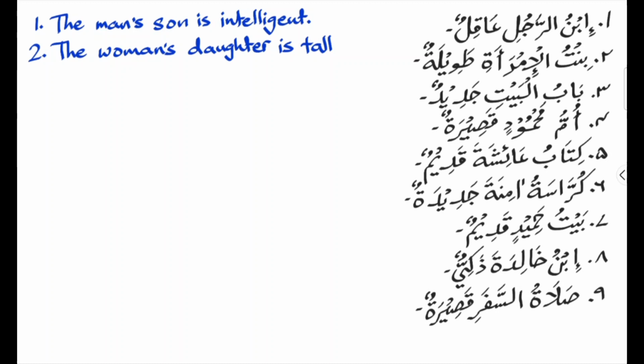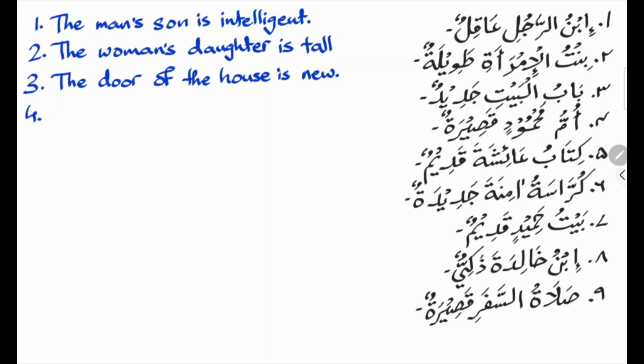Number 3 is Babul bayti jadidun. Babul bayt, bab is mudaf, al bayt is mudaf ilayh. Both mudaf and mudaf ilayh become mubtada. Babul bayti means the door of the house is jadidun, is new.